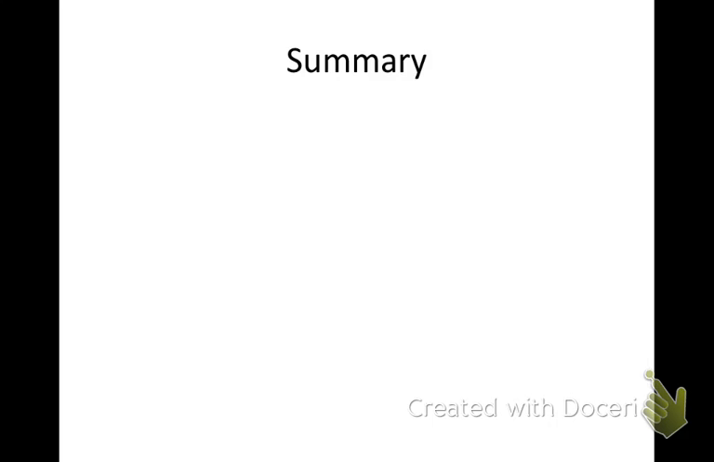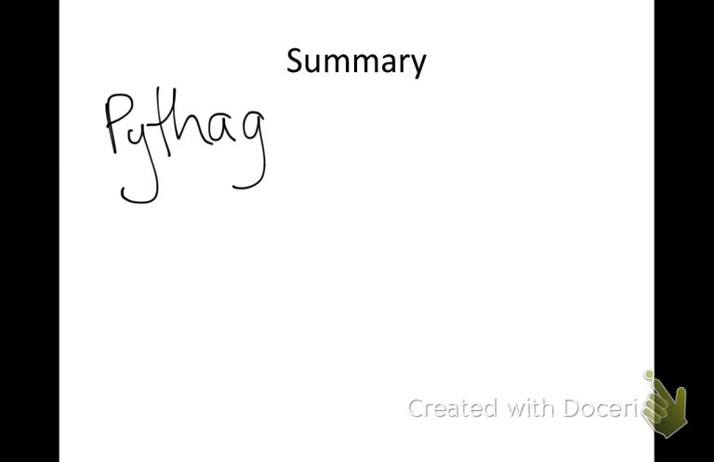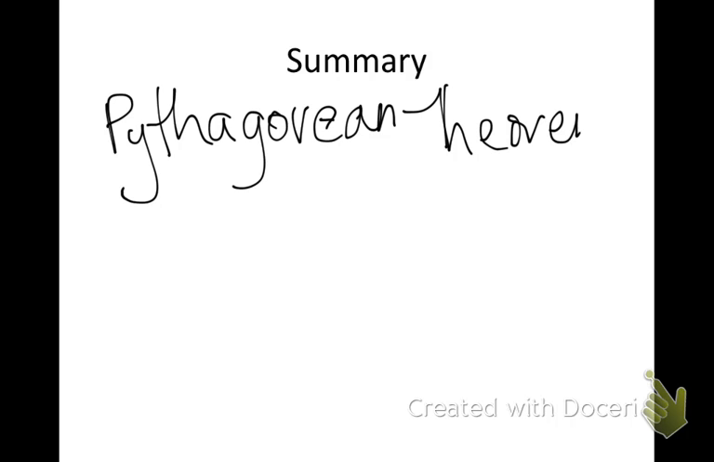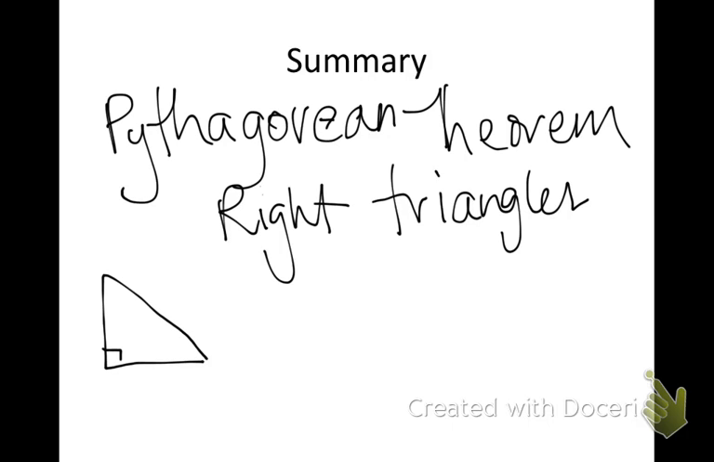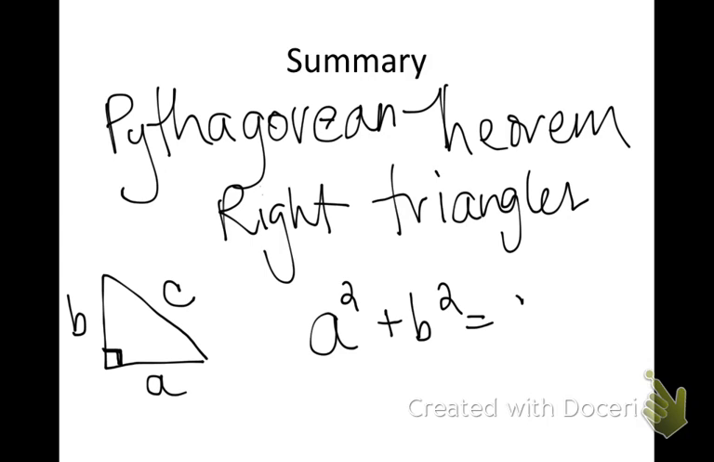Okay, so here's our summary of what we just did. We are looking at the Pythagorean Theorem, which is only for right triangles. Okay, so here's my right triangle. I can show that by putting my little square in the corner. And I'm labeling my legs A and B, and the hypotenuse is C. So the formula I'm using is a squared plus b squared equals c squared. So this is why we need to memorize squares and square roots.